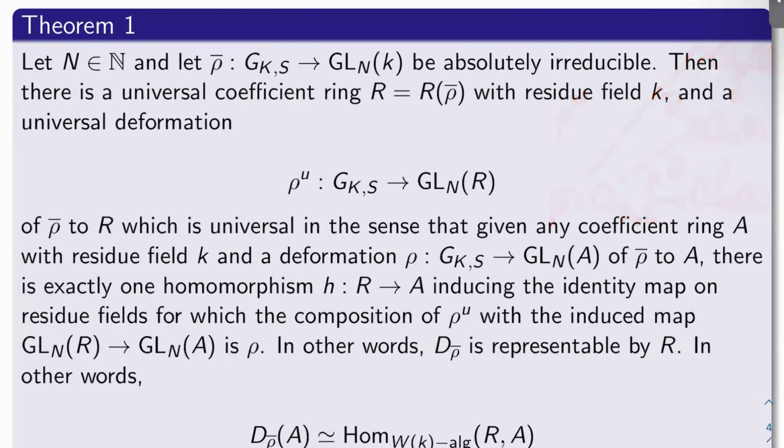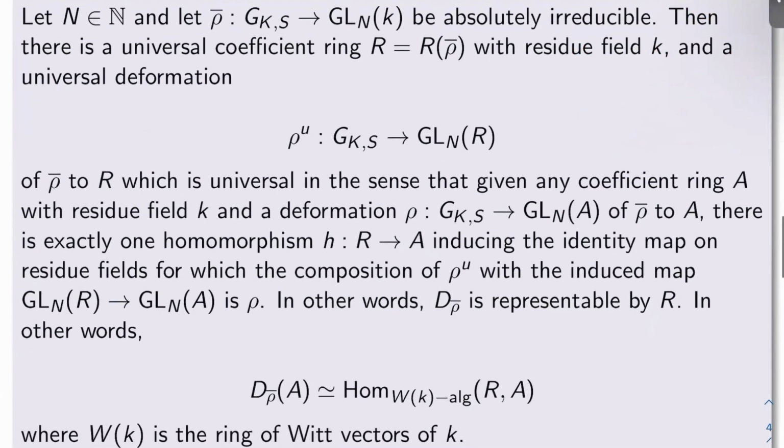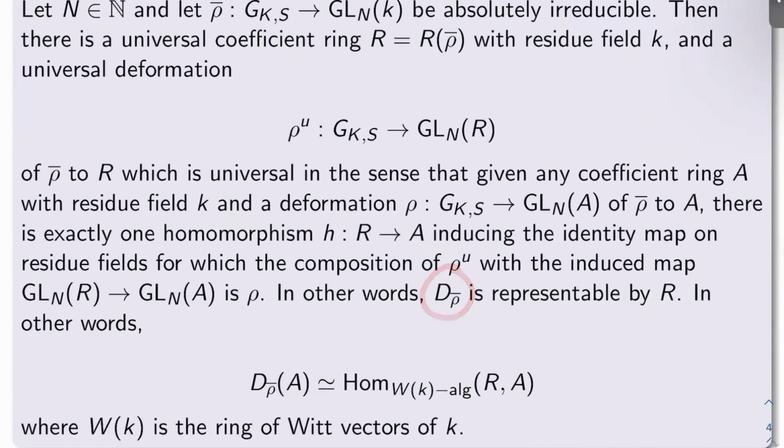That's what I'm saying. Okay, and another way of saying this is that the functor D sub rho bar is representable by R. If you're not familiar with that language, it means that if you take D sub rho bar and evaluate it at any coefficient ring A, this is the same thing as the W(K)-algebra maps from R to A, where W(K) is the ring of Witt vectors of K.